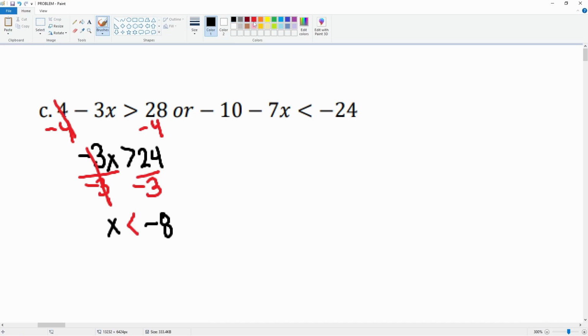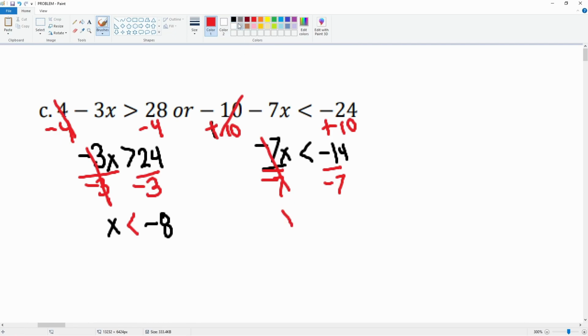Same thing here. Negative 10 minus 7x is less than 24, where we are going to add 10 to both sides. Okay, this cancels, leaving you with a negative 7x is less than negative 24 plus 10, which is negative 14. Then we're going to divide by negative 7 to both sides. This cancels, leaving you with just an x. And negative 14 divided by negative 7, that gets you a positive 2. Notice you divide by this negative 7, so the inequality flips.